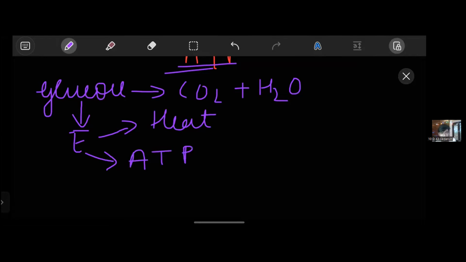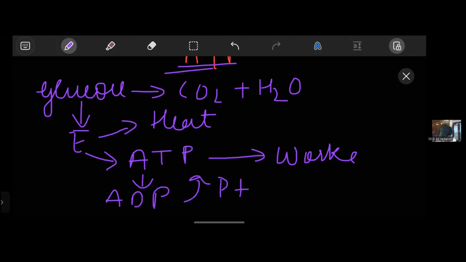Now, ATP is when used in work and it converts into ADP. Now, when a phosphate is added and a phosphate is reduced, it gets converted into ADP and ATP simultaneously. See, kitne easily humne pura respiration ek step mein bata diya. That is the basic thing.